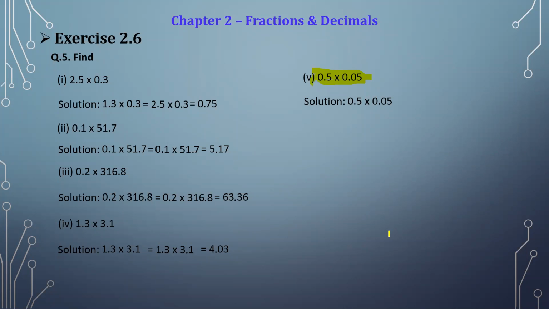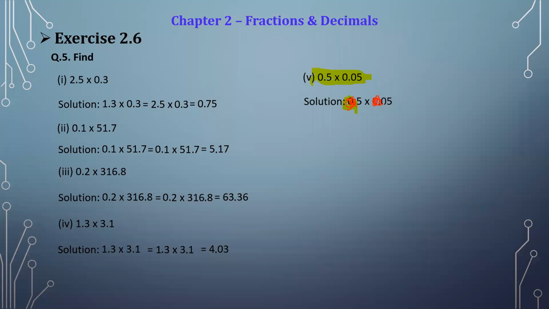We are ignoring that decimal point for a temporary purpose. Here, after ignoring the decimal point in 0.5, we also ignore that 0, so only 5 remains. Then in the second number also, we ignore the decimal point as well as the 0 which is present before the decimal point.